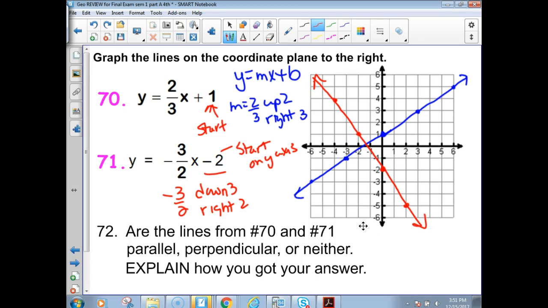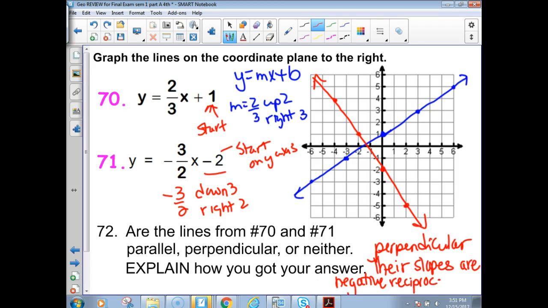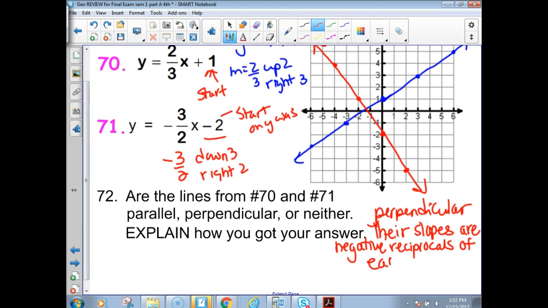Don't forget arrows. Are the lines from number 70 and 71 parallel, perpendicular, or neither? They are perpendicular because their slopes are negative reciprocals of each other. What that means is, I used to say negative reciprocals: they're opposite in sign, and they're flipped fractions.